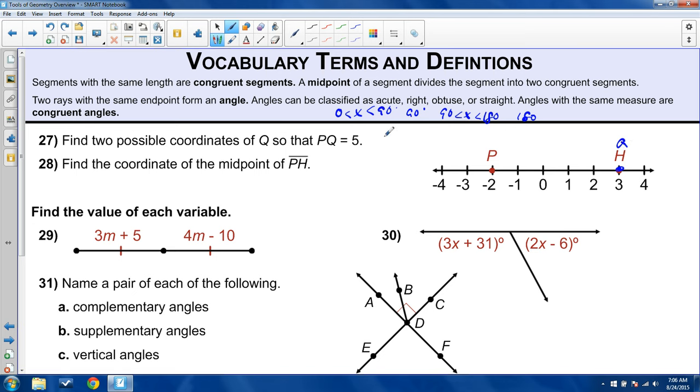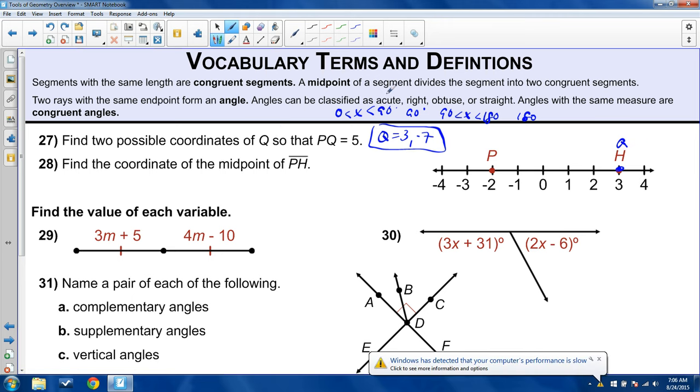So Q could equal 3. Or to the left, 1, 2, 3, 4, 5 would be at -7. So you subtract 5 from -2 and you add 5 to -2, and you get your two values of Q at 3 and -7. Okay, number 28: find the coordinate of the midpoint of PH.